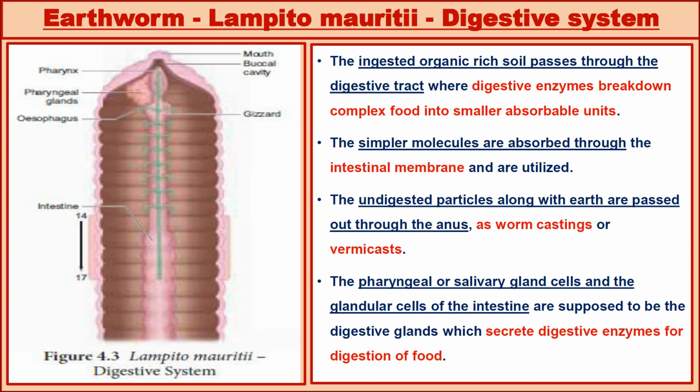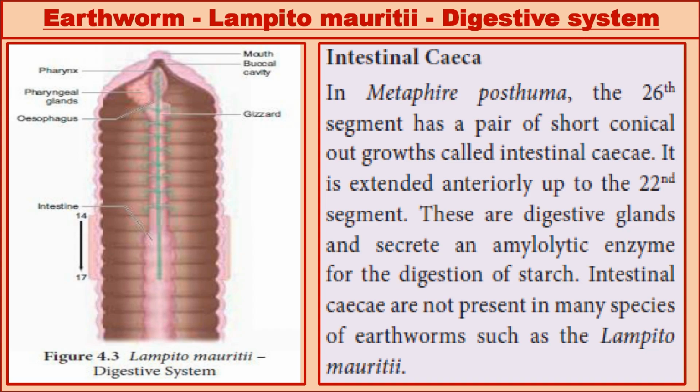The salivary glands or the pharyngeal glands will secrete the digestive enzymes that will digest the food. In Metaphire posthuma, in the 26th segment, there is a special structure called the intestinal caecum, and this caecum will secrete the amylolytic enzymes for the digestion of starch. The intestinal caecum is absent in many species of earthworm, including Lampito mauritii.